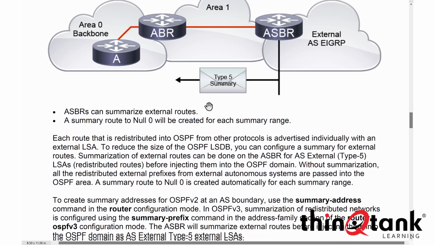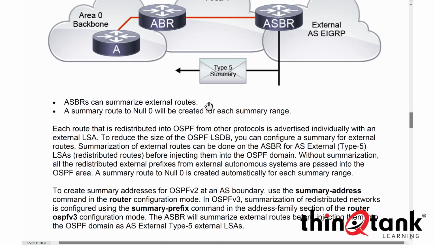All right, to create the summary address in OSPF v2, again, we go on our ASBR, and we use the summary-address command. Again, this is under router configuration mode. If you recall, when we were doing summaries in EIGRP, it was an interface configuration command, or in the named mode, it was at least an AF interface configuration command. With OSPF, it's done under the router configuration mode.